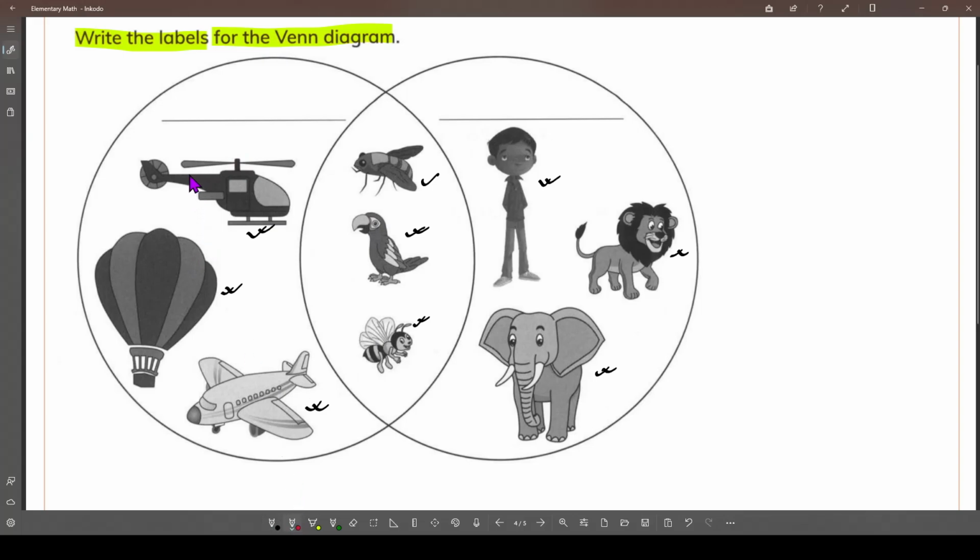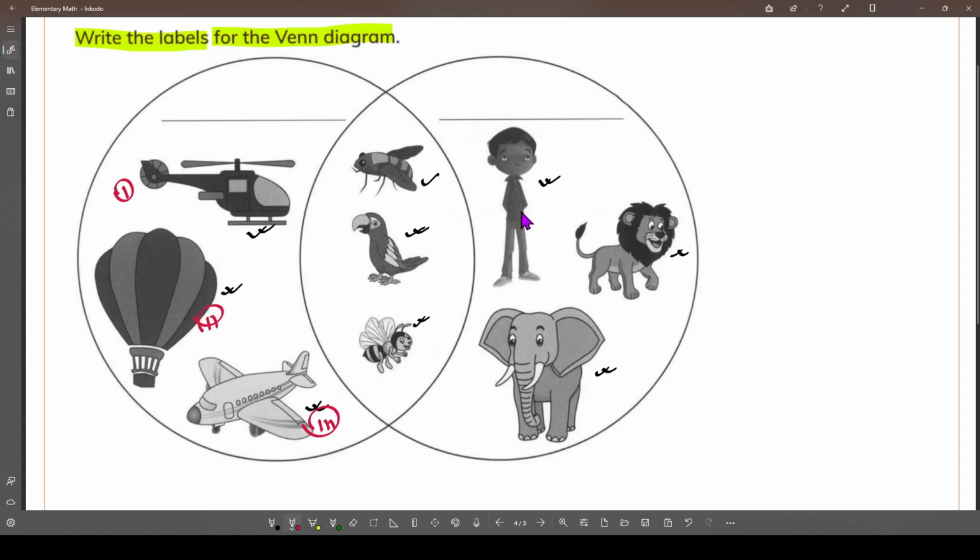So 1, 2 and 3, these things can fly, but this has no life, right? It can fly, but it has to be controlled by diesel or something, so it has no life. And in the middle portion, look, these are birds or insects that can fly and it has life.